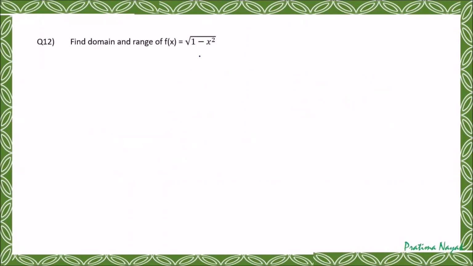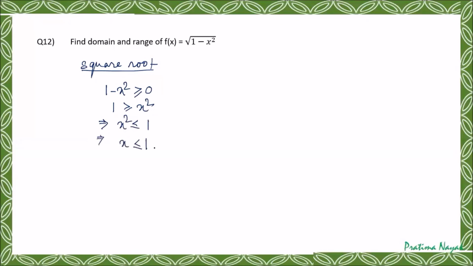Now domain and range of root of 1 minus x square. This is a square root function. For square root functions, whatever is under the root should be greater than or equal to 0, because there is no square root of negative numbers. So 1 minus x square is greater than or equal to 0, so 1 should be greater than or equal to x square. This implies that x square is less than or equal to 1. This implies that x is less than or equal to 1 and x is greater than or equal to minus 1.